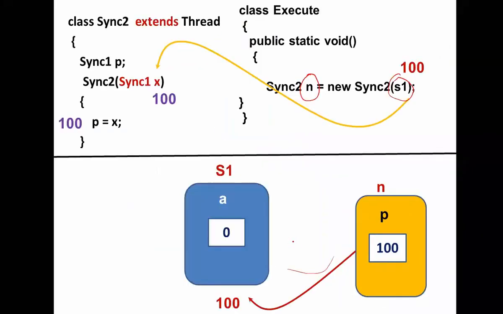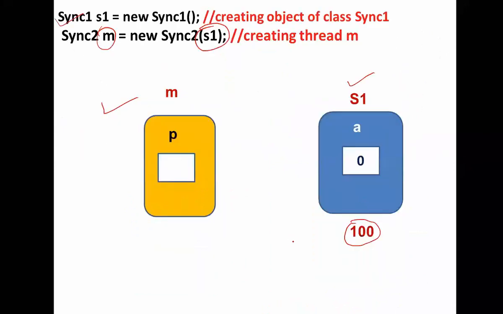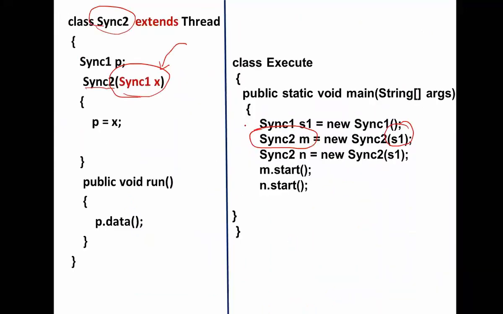If you look at my 3 lines of code over here, look at this very carefully. What have I done? The first line is creating this object S1, and the next 2 lines are creating threads M and N, which will both be pointing to S1, and both the threads M and N are trying to access S1 at the same time. I'll now get both these threads started.